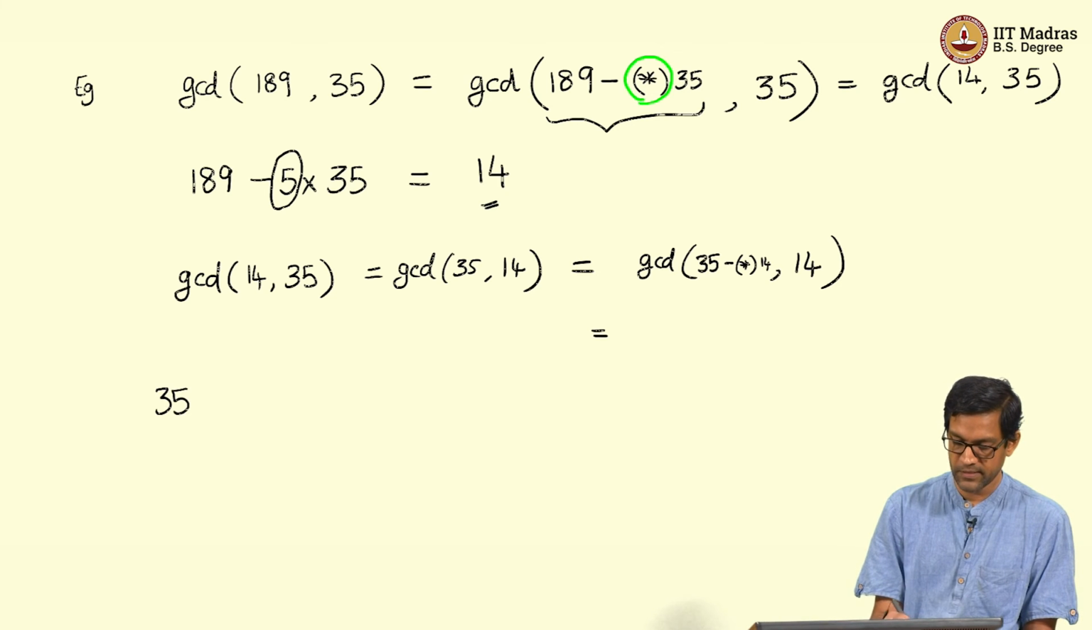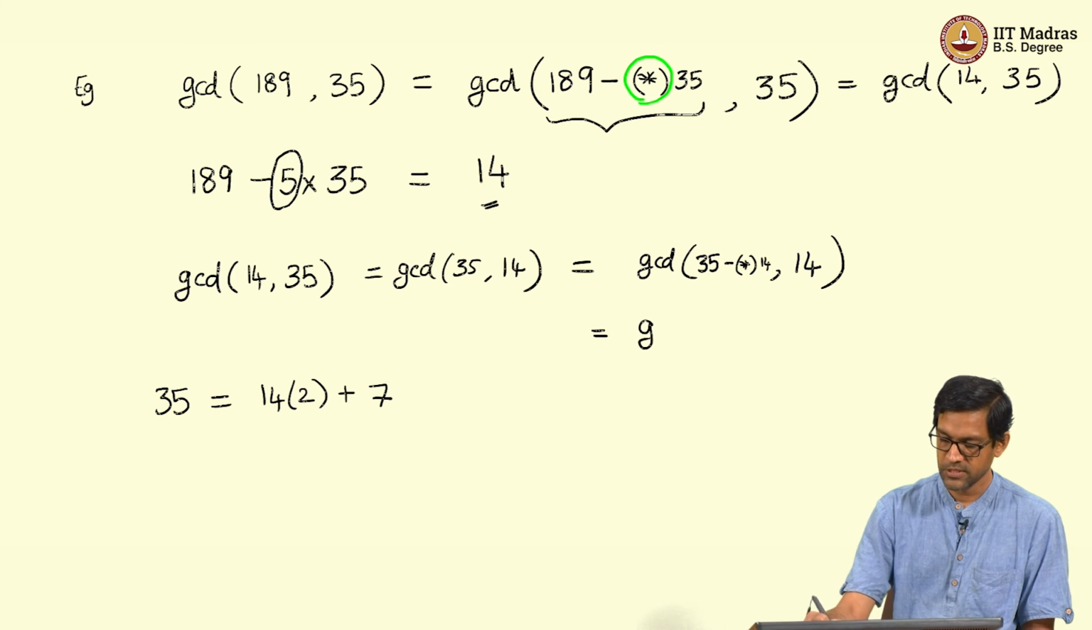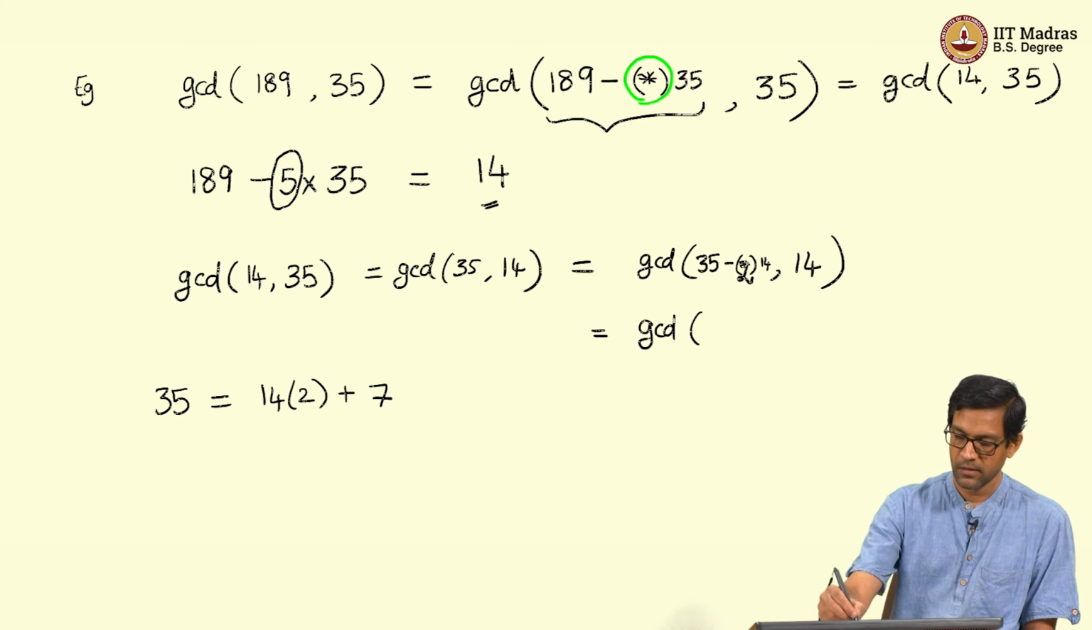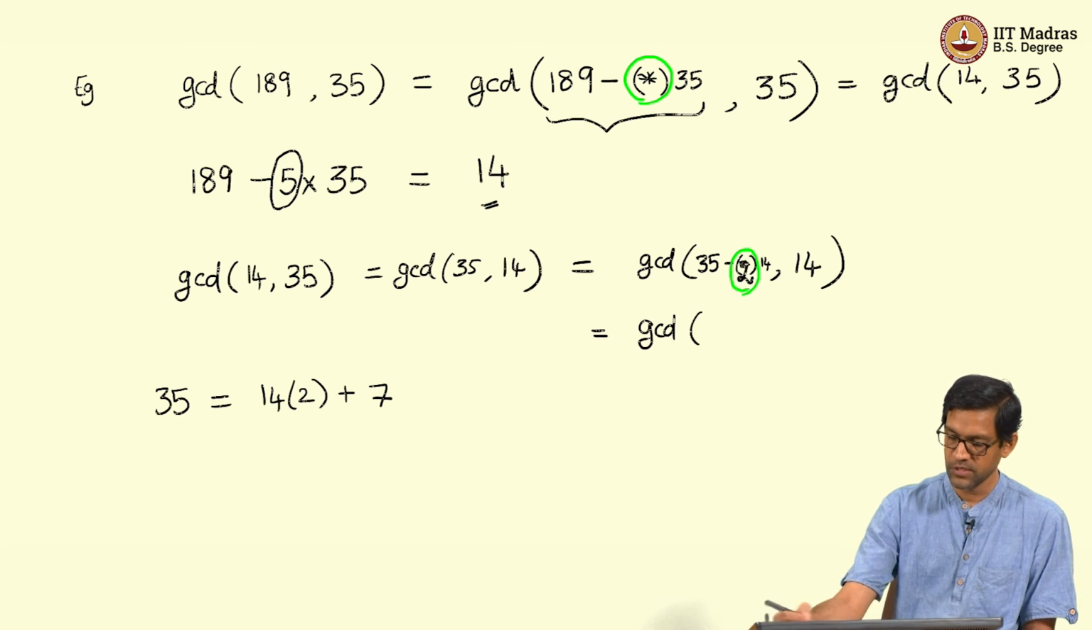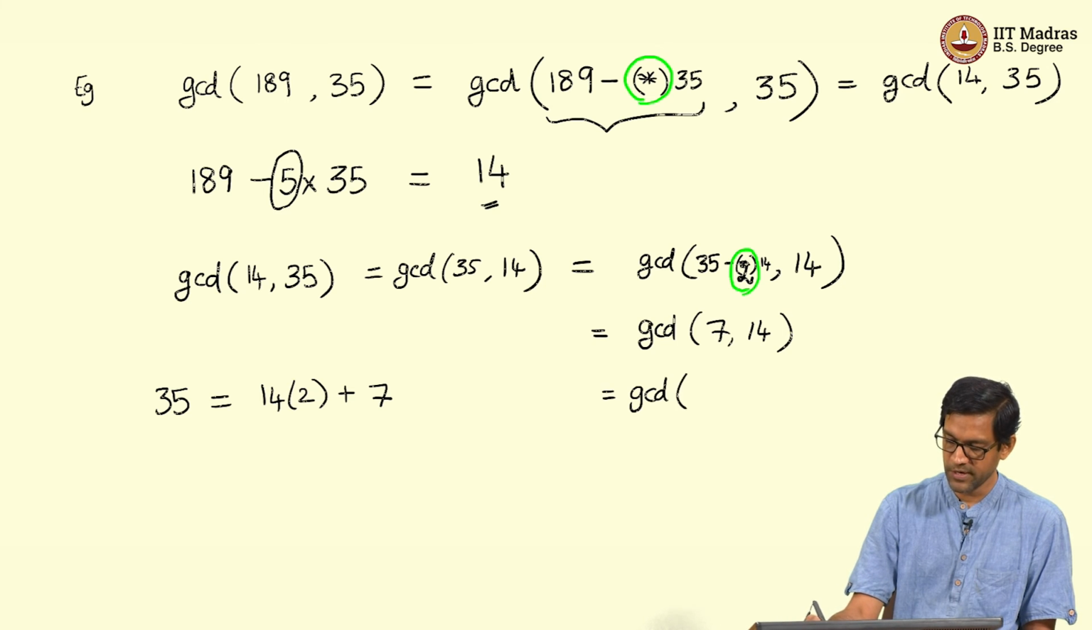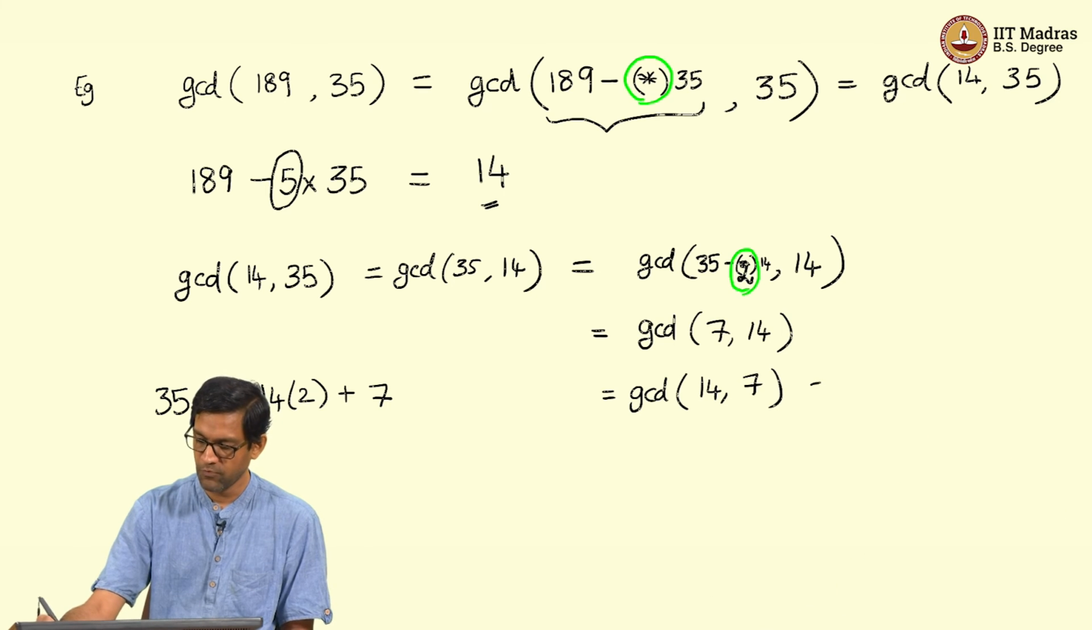So, I take 35 and write it as its 14 2s plus an extra 7 there. So, this is just GCD of 35 minus 2 times 14, the multiple I have chosen is 2 in this case. So GCD of 7 and 14. I could keep going. Here it is already small enough that I can find the answer directly, but let me just keep going. This is GCD of 14 and 7, and now I do the same thing.